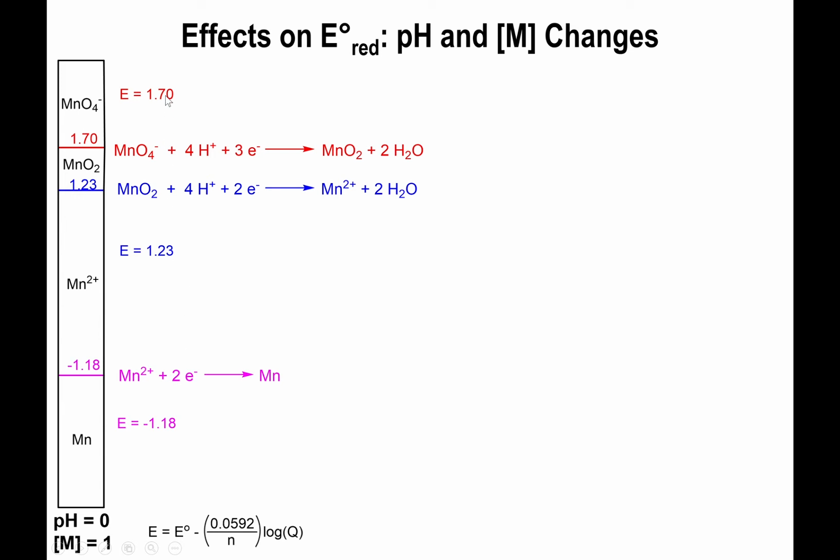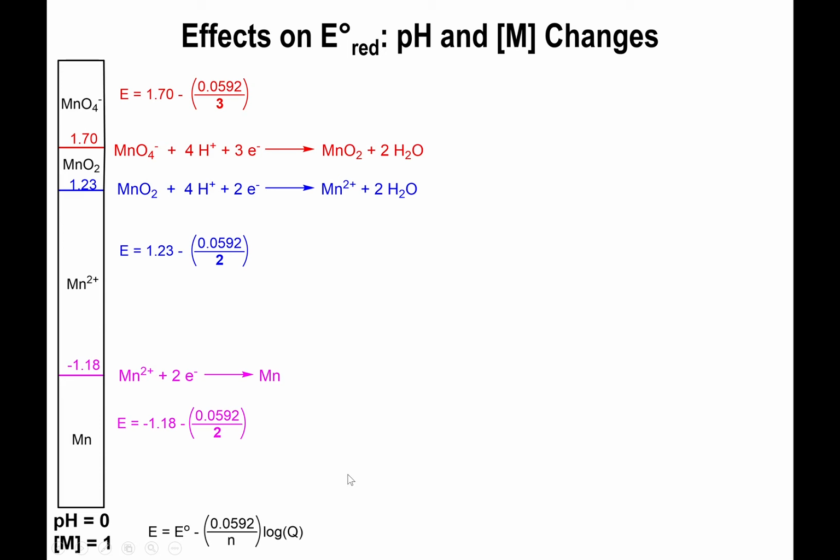And for each one of the changes that's going to happen, we're going to start with this standard cell potential of 1.7 or 1.23 or negative 1.18 for the individual reductions. And now, since the first equation deals with 3 electrons, 0.0592 gets divided by 3. The second one deals with 2 electrons, so we divide that by 2, and the same thing goes for the last equation, which only involves 2 electrons.